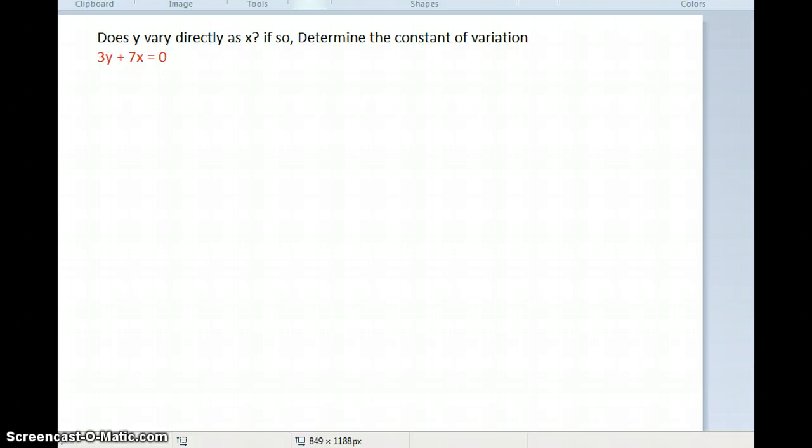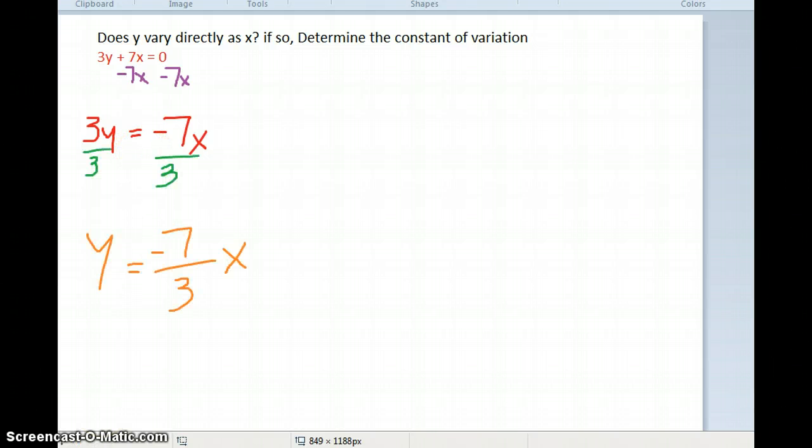Now, how we determine that is we need to solve for y. So by subtracting the 7x from both sides, I have 3y equals negative 7x. Now, I'm still solving for y. I'm not done. So I need to get rid of that 3. 3 is multiplied to y, so to undo that, I need to divide by 3. So after dividing by 3, we find that y is equal to negative 7 over 3 x.